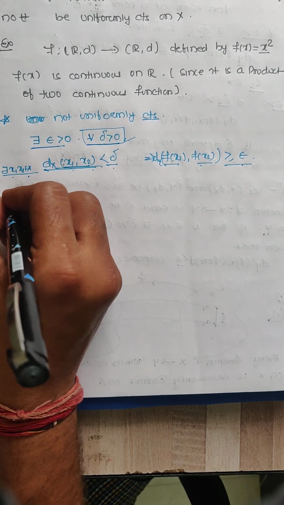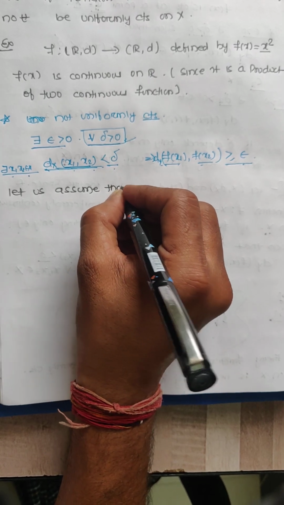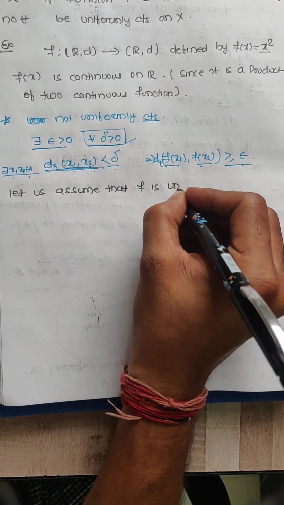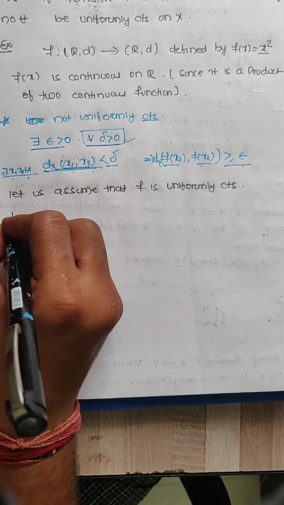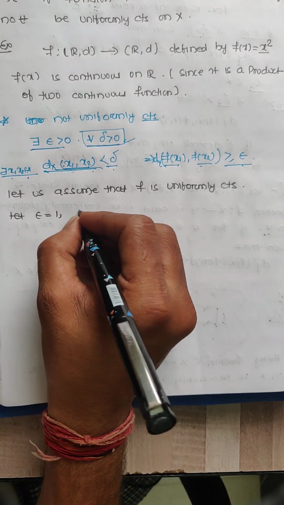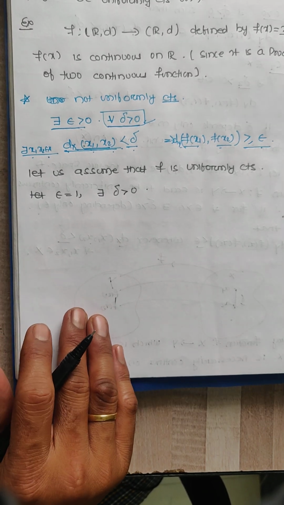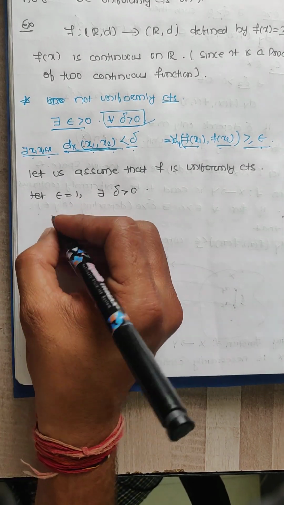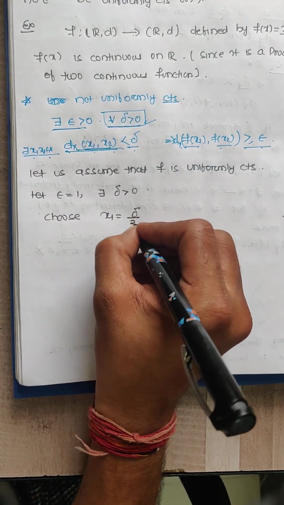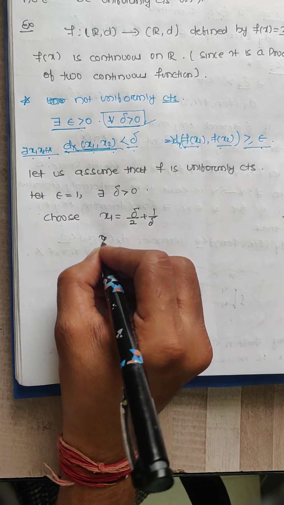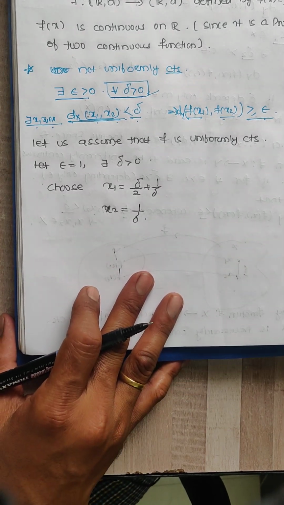Let us assume that f is uniformly continuous. Let's take epsilon equal to 1. That means there exists a delta greater than 0. Okay, so I choose two points. Let x1 be delta by 2 plus 1 by delta, and x2 equal to just 1 by delta. Why I have chosen these two points, I will explain this later.